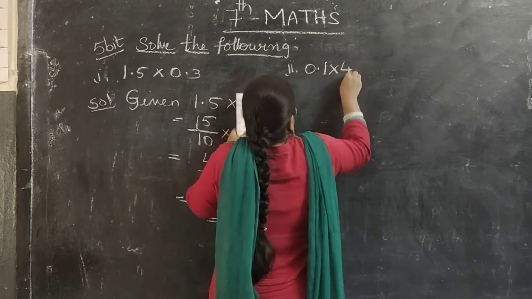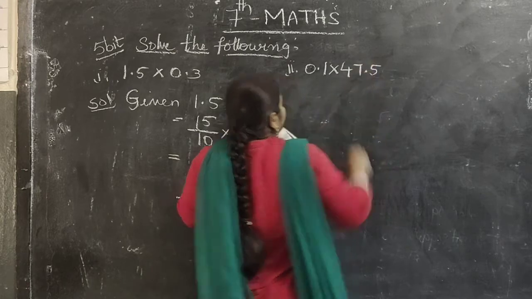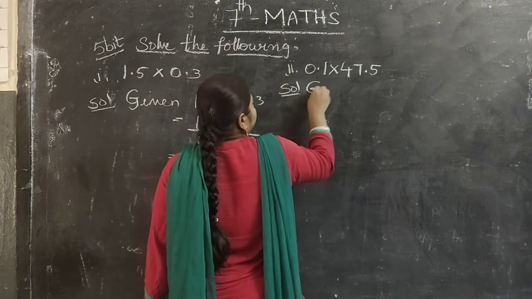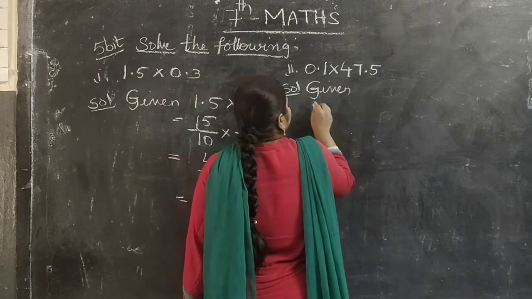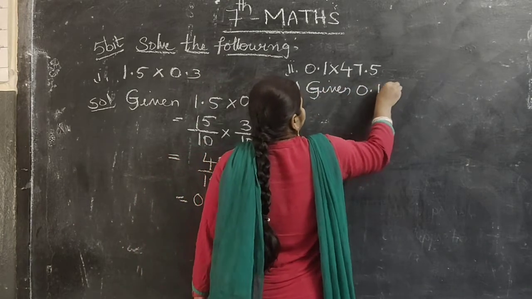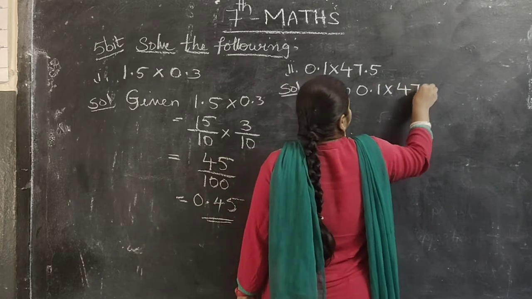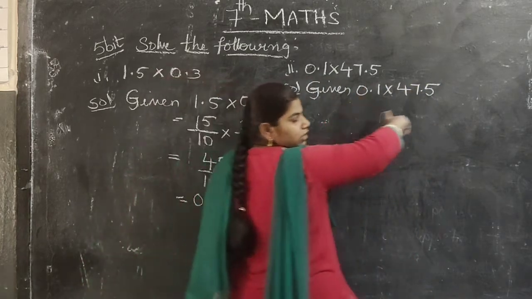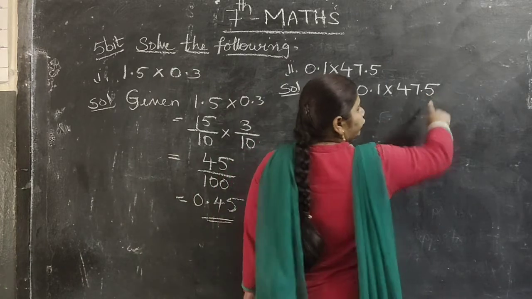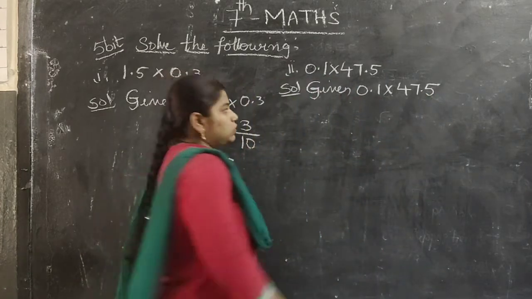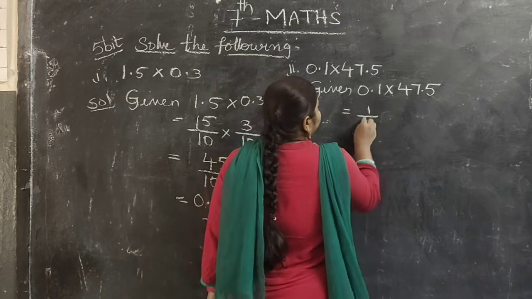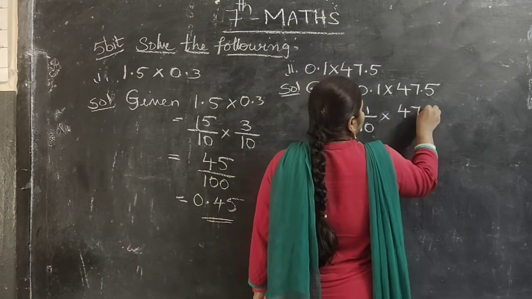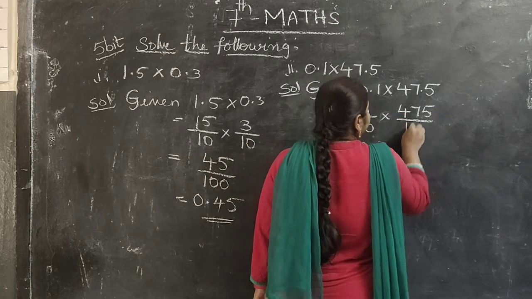Next is 0.1 into 47.5. Now, given 0.1 into 47.5. So after point we are having only one digit. So here also after point we are having only one digit. So what we will get here? 1 by 10 into, this can be written in the form of 475 by 10.